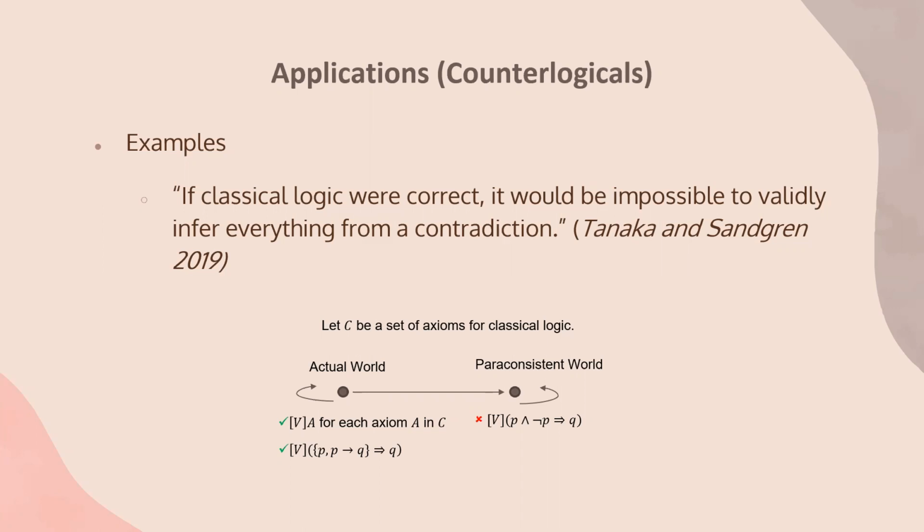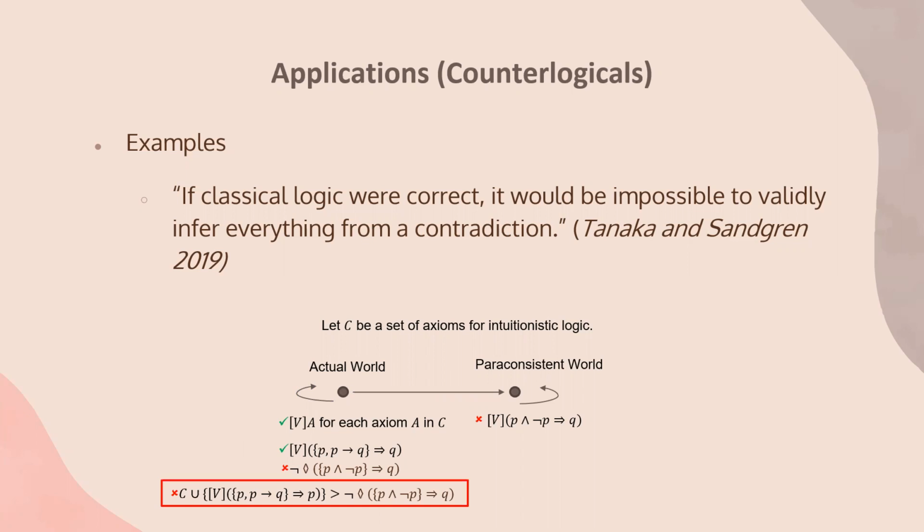And because we make these assumptions, this entails that the actual world is classical. Now, because the actual world can see itself, that means the principle of explosion is possible at the actual world. Which means that it's not possible that explosion is a false claim at the actual world, which can make this entire counterfactual false. We have an axiomatization of classical logic in the antecedent, and this claim that it's impossible to validly infer everything from a contradiction in the consequent.